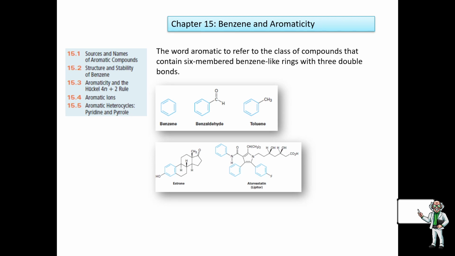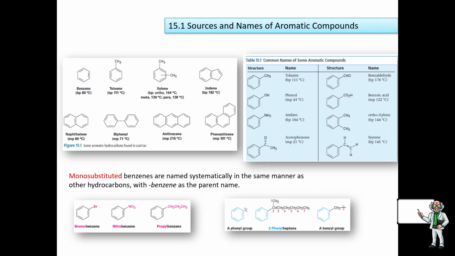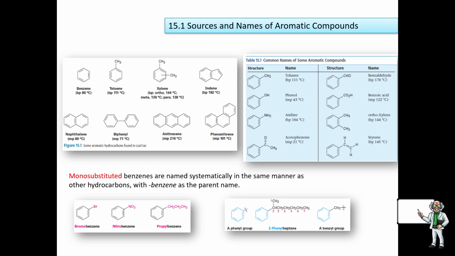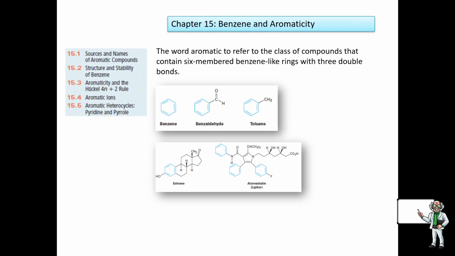Well, when we talk about aromaticity, about aromatic compounds, it refers to a class of compounds that contain normally six-membered benzene-like rings with double bonds in alternate positions. Here you can see the benzene. Here we have benzaldehyde, or here toluene. All the rings, as you can see, are six-member rings with conjugated double bonds in alternative positions, single, double bond.